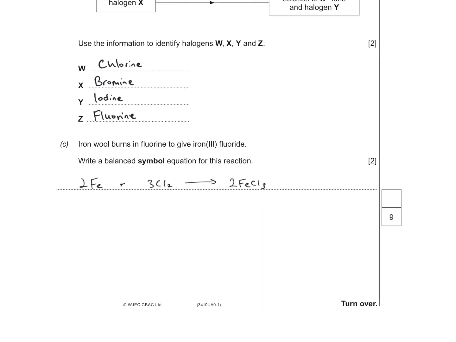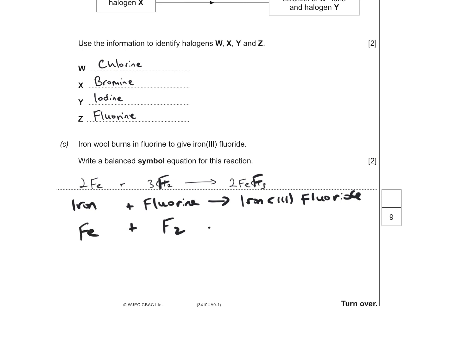Iron wool burns in fluorine to give iron(III) fluoride. Write a balanced symbol equation of this reaction. I can see I've accidentally done this for chlorine there, so I just changed them. But what we need to remember, guys, and I'll talk you through it. We're going to have iron plus fluorine, and they told me it's iron(III) fluoride. So fluorine is a halogen, it doesn't like being on its own, F2, and iron is Fe.